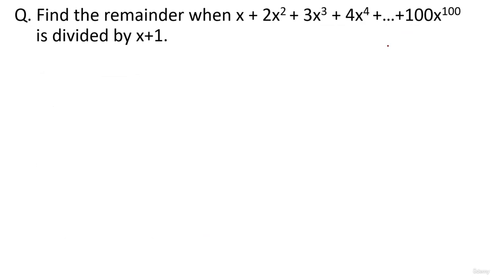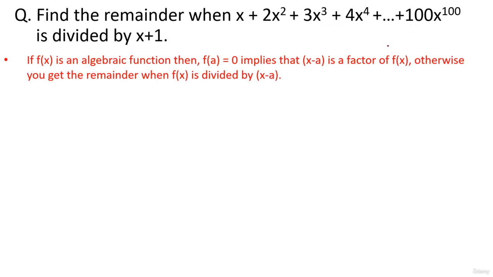Find the remainder when x plus 2x square plus 3x cube plus 4x to the power 4 plus up to 100x raised to 100 is divided by x plus 1. So basically, this is my algebra wala remainder theorem ka part ho gaya, but I didn't do it then because tab humare paas zyada clarity nahi tha regarding summation wala formula and all. Now in that we studied something called a remainder theorem for polynomials. If f of x is an algebraic function, then f of a is equal to 0 implies that x minus a is a factor. Otherwise, you get the remainder when f of x is divided by x minus a. Okay, ye hum pehle kar chuke hain, guys, in the third module.